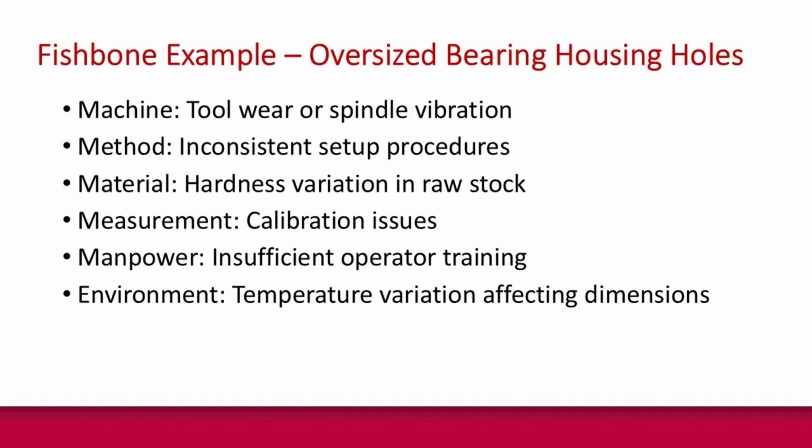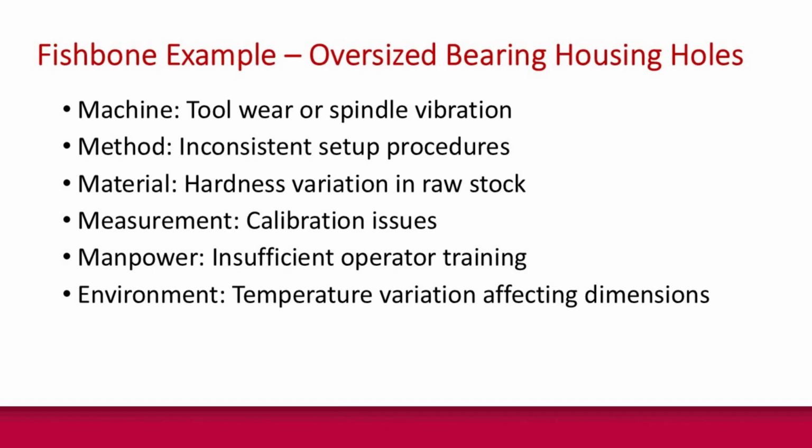Measurement systems can also contribute to the problem. Calibration issues with gauges or measuring equipment may cause inaccurate readings, allowing defective parts to pass inspection. The manpower category focuses on people-related causes. Insufficient operator training may result in improper machine setup, incorrect measurements, or failure to recognize process problems. Finally, the environment can influence manufacturing quality. Temperature variations in the shop may cause thermal expansion or contraction, affecting dimensional tolerances and measurement accuracy.